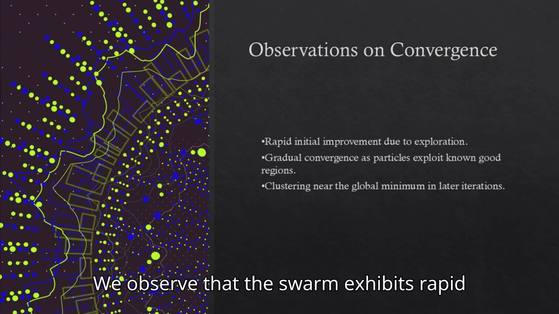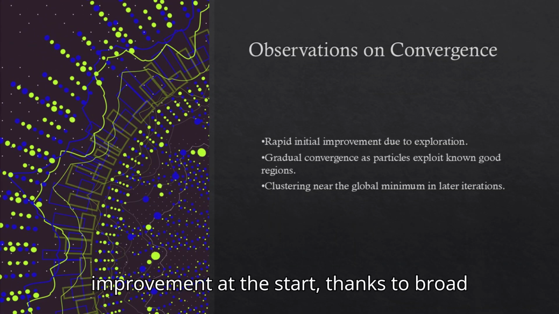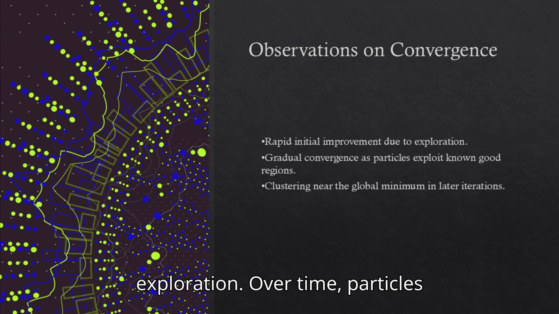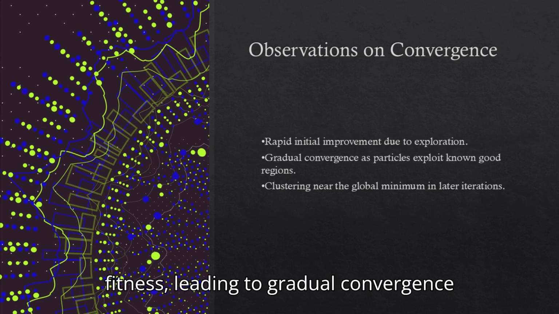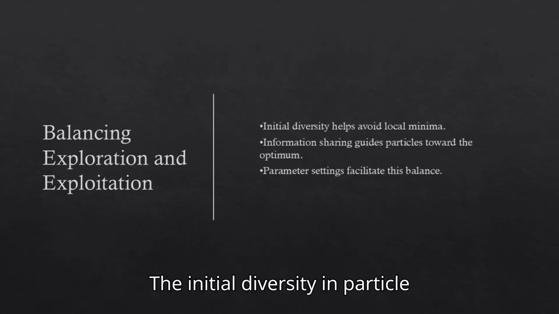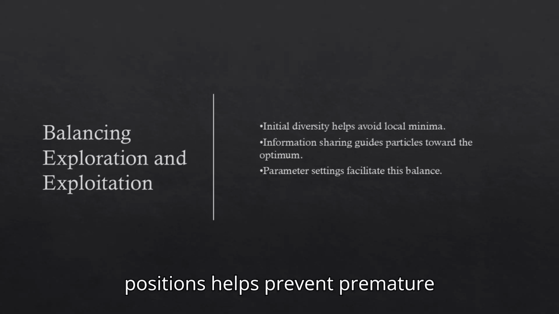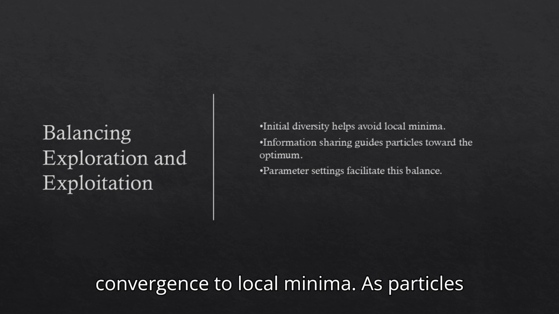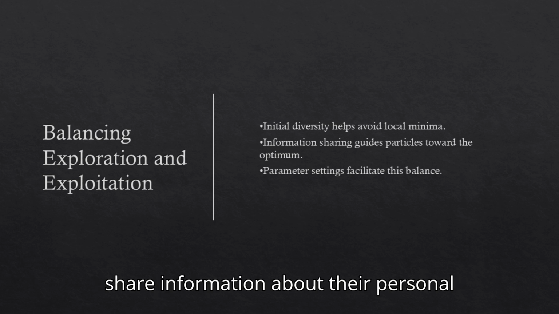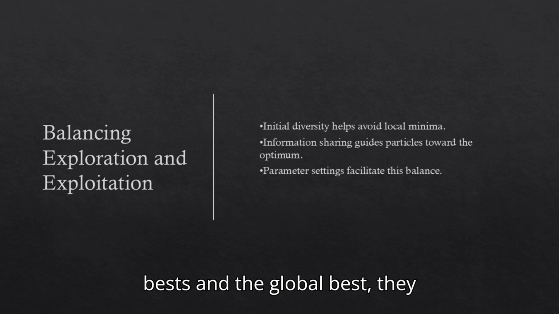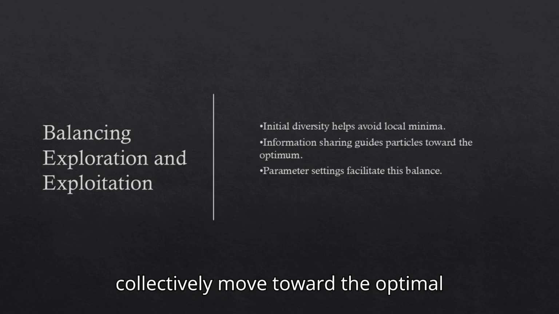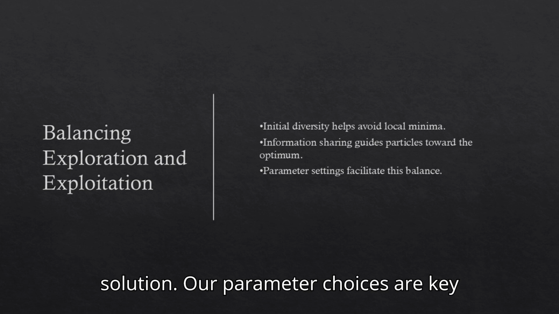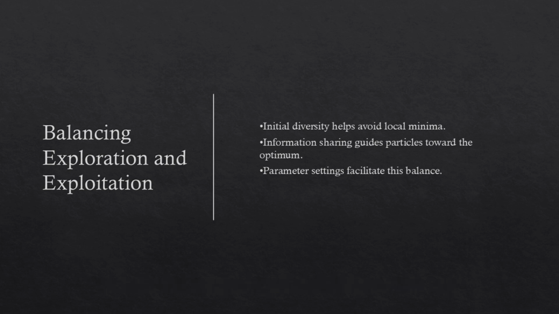We observe that the swarm exhibits rapid improvement at the start, thanks to broad exploration. Over time, particles begin to exploit areas with better fitness, leading to gradual convergence and clustering near the global minimum. The initial diversity in particle positions helps prevent premature convergence to local minima. As particles share information about their personal bests and the global best, they collectively move toward the optimal solution. Our parameter choices are key to achieving this balance.